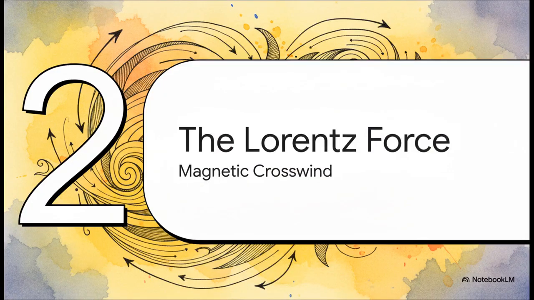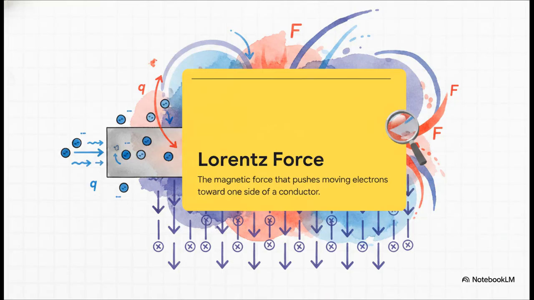Which brings us to Section 2, the Lorentz force push, magnetic crosswind. Let's define exactly what this so-called crosswind actually is. In physics, it's known as the Lorentz force. The equation here is F equals qvB. Basically, what this states is that the magnetic force, that's the F, acting on a particle is equal to the particle's charge, q, multiplied by its velocity, v, multiplied by the strength of the magnetic field, B.